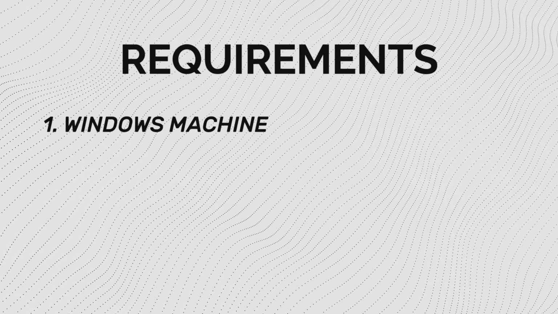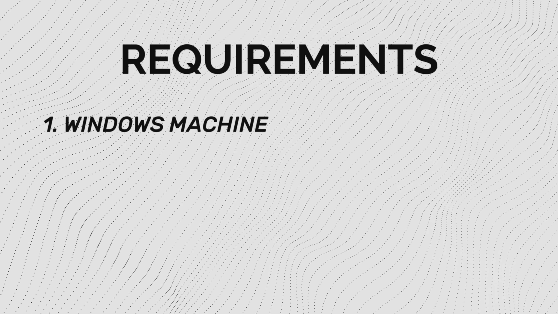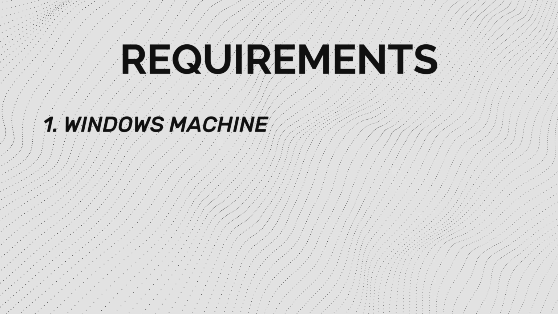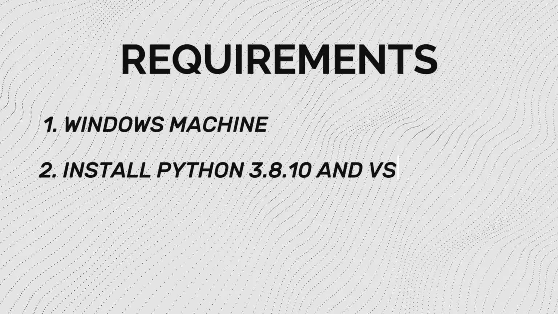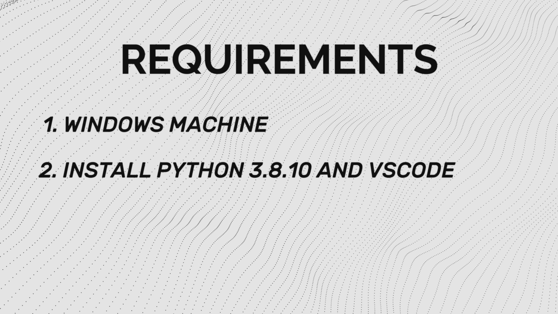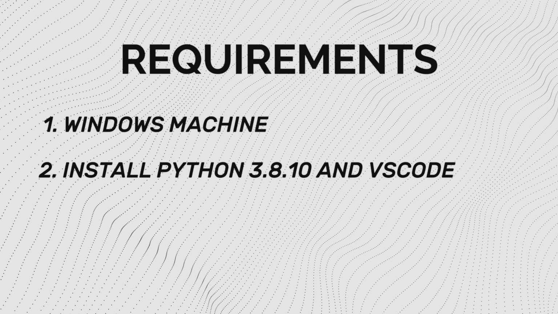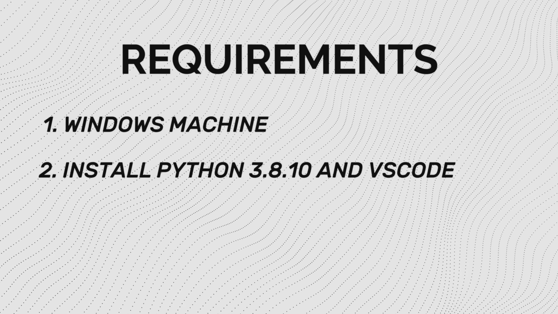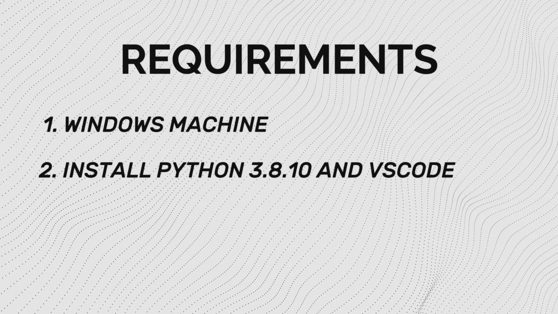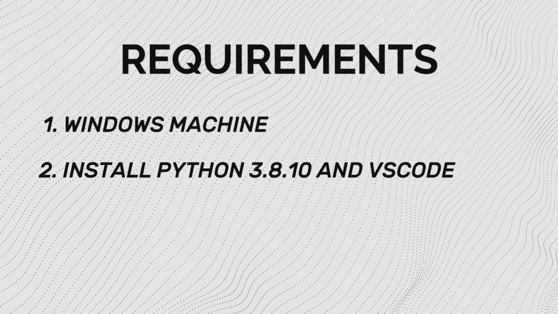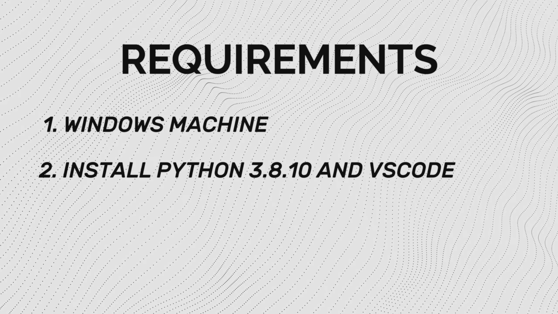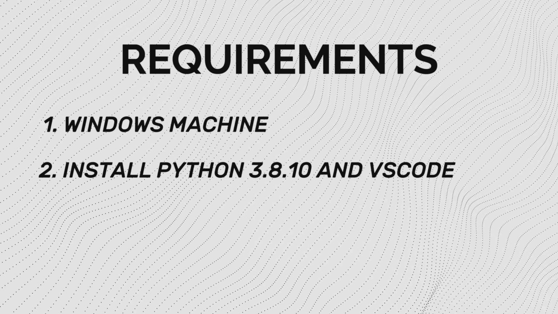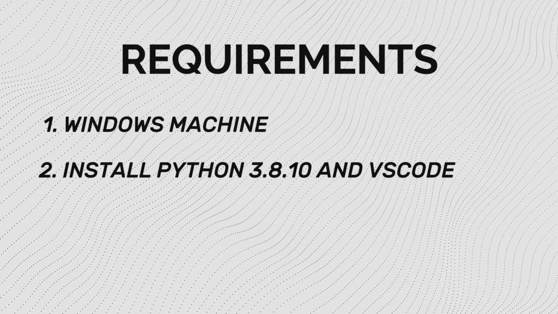In my case, I'm using an HP 14S laptop with a Ryzen 5 3450U processor with 6 GB of RAM. Number 2, you need to install Python and VS Code. I will provide a link to a video which shows and explains how to install Python and VS Code. The only thing you have to make sure is that when you install Python, you are installing Python 3.8.10. I'll also give a link to download the exact same version of Python in the description.